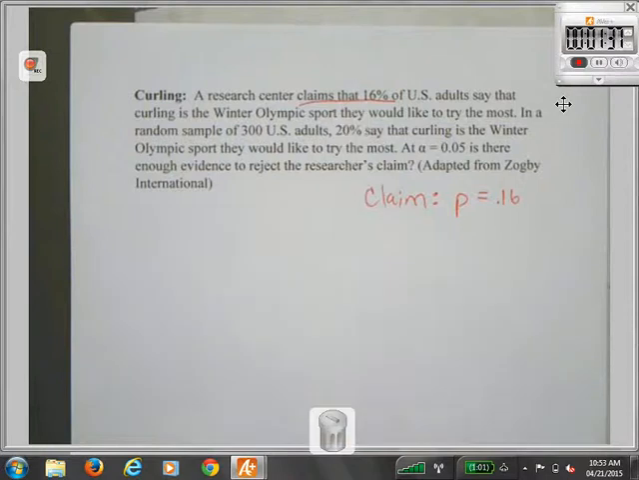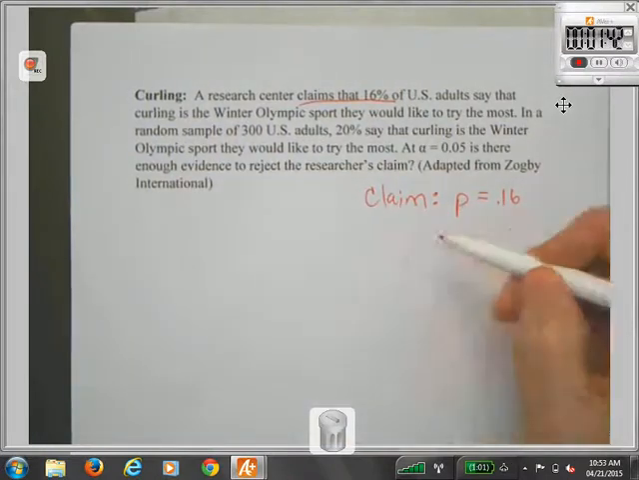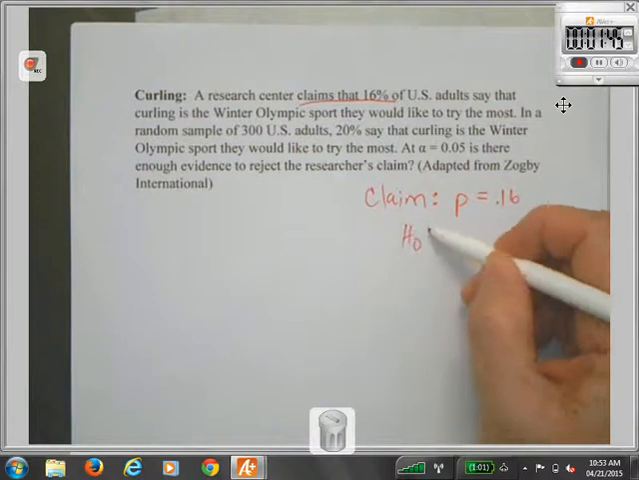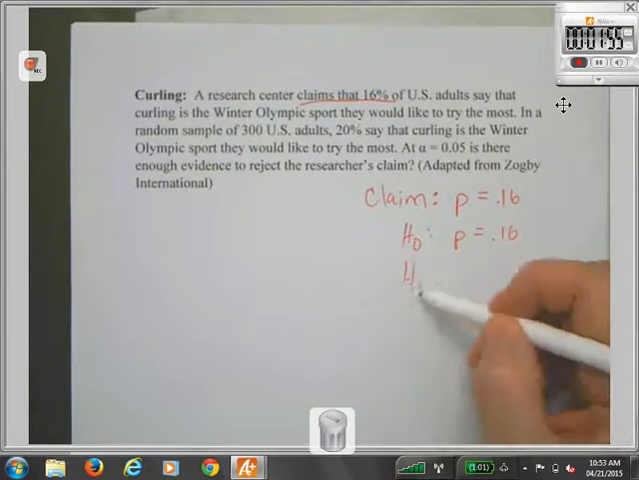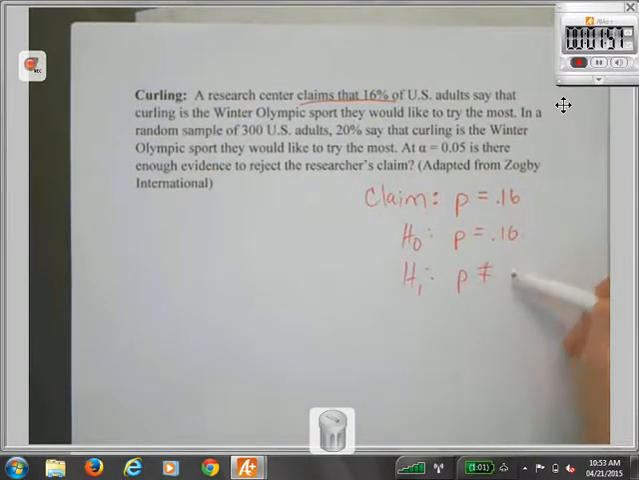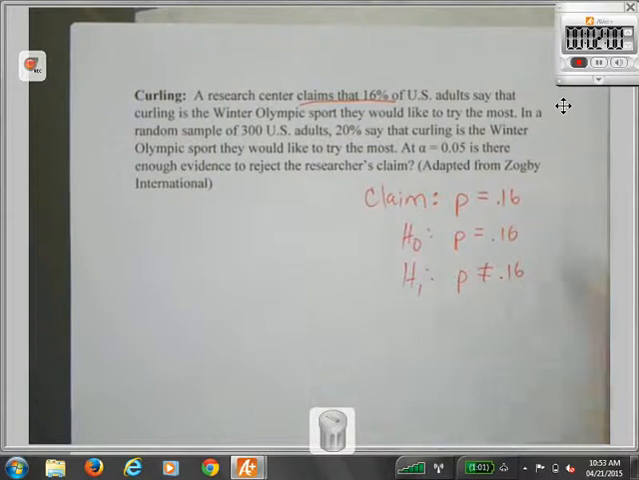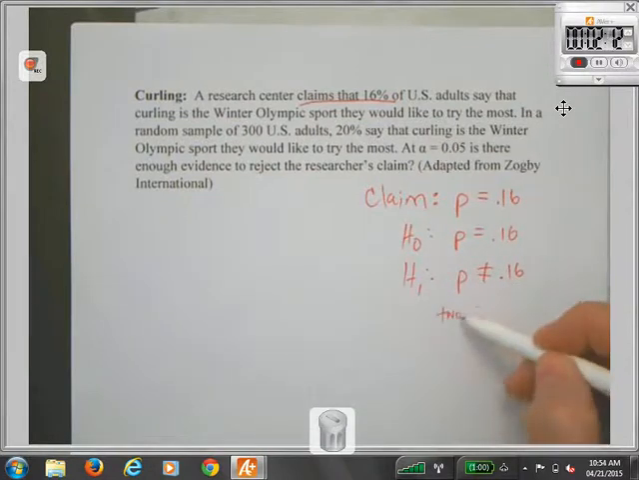So it's exactly 16%. Once you have your claim written, you should then be able to write the null hypothesis, because the equal sign is in the claim, and the equal sign has to be in the null. The alternative will be a not equal sign. So there's what our test is about. We have a claim, we have a null, we have an alternative. We can also see at this time, because of that not equal sign, that we have a two-tailed test.